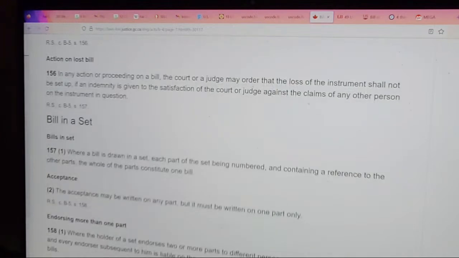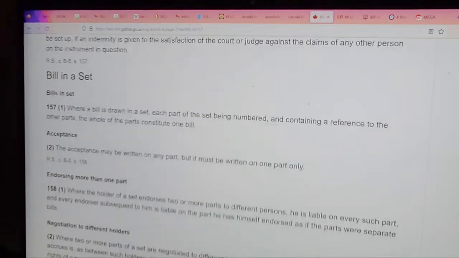Actions on lost bills. Action on lost bill. 156. In any action or proceeding on a bill, the court or a judge may order that the loss of the instrument shall not be set up if an indemnity is given to the satisfaction of the court or judge against the claims of any other person on the instrument in question.